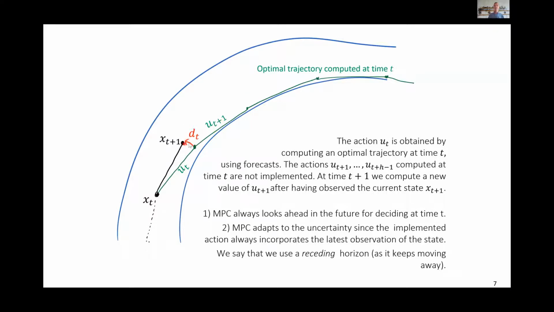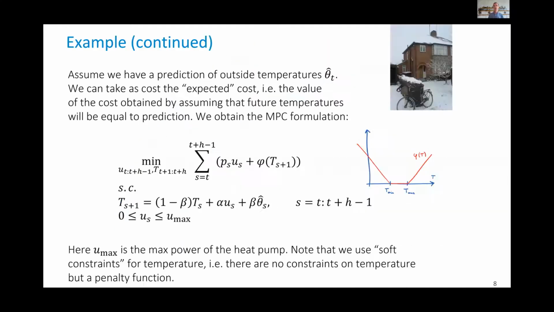But at every time step, I correct my forecast and the result of my actions by starting from observation, not from forecast. So we always look ahead to each time step, but we adapt to the uncertainty since the implemented action always incorporates the latest observation of the state. So in some sense, the MPC is essentially robust. It's not something that says, let me compute a trajectory, let me implement it and come back in 6 hours. No, we constantly compare the plan that we had done to the first step of its execution. So in that sense, it is robust here.